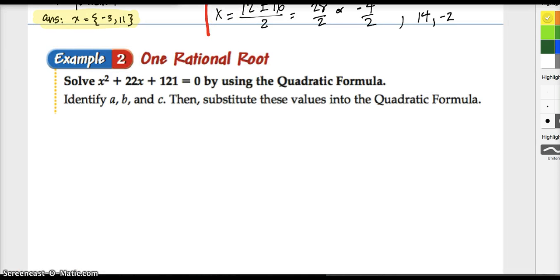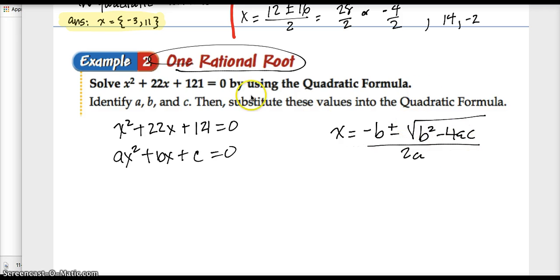Okay, so this next example 2 talks about one rational root. Sometimes we can get an answer to our quadratic equation where there's only one answer, and it's one rational root. Let's see the circumstance. We're going to solve this by using the quadratic formula. I rewrote the quadratic formula, which I think is a great practice, and the best way to memorize it is to write it over and over again whenever you're doing your problems. Everything lined up really beautifully, so I just say that A is equal to 1, B is equal to 22, and C is equal to 121. I'm going to plug it in.